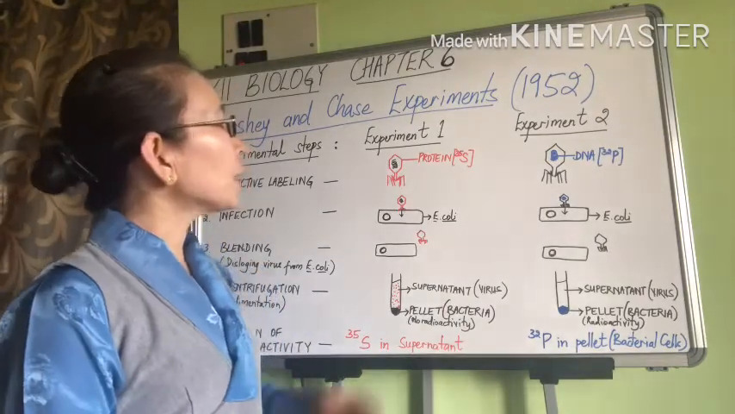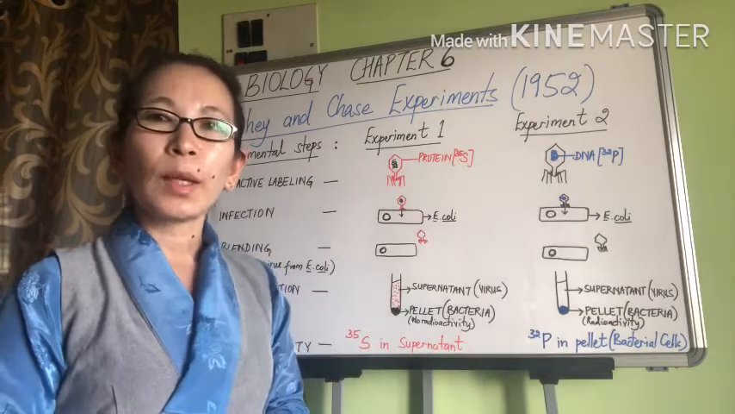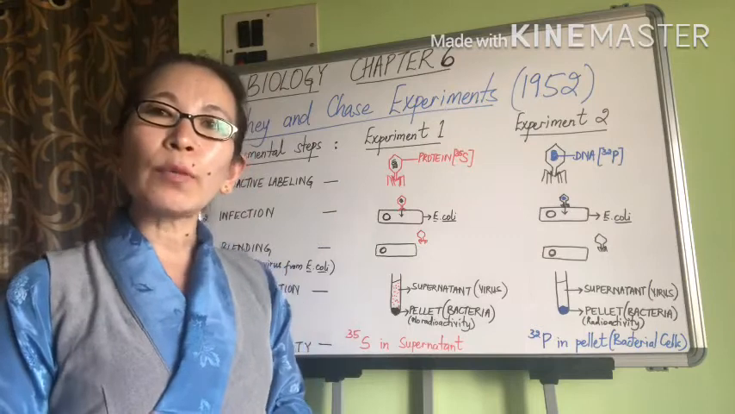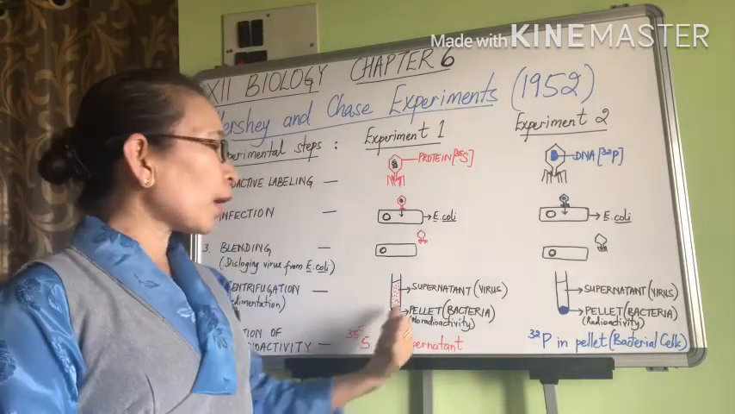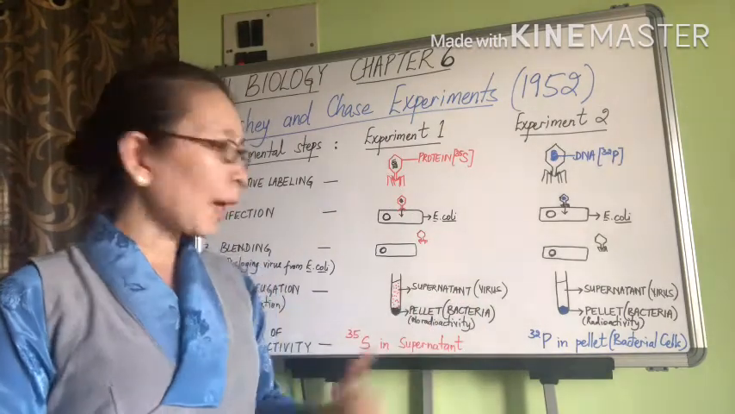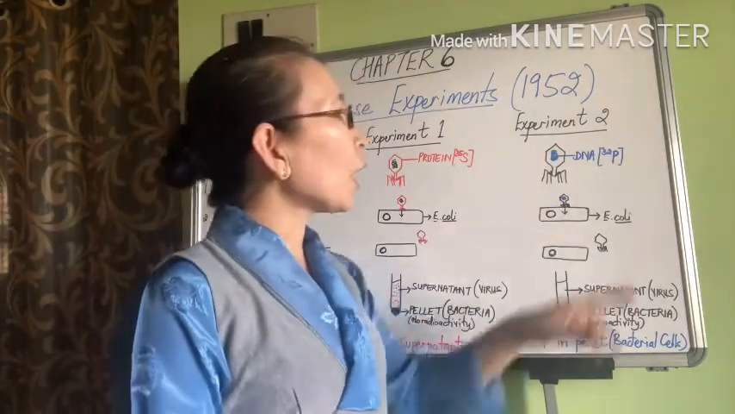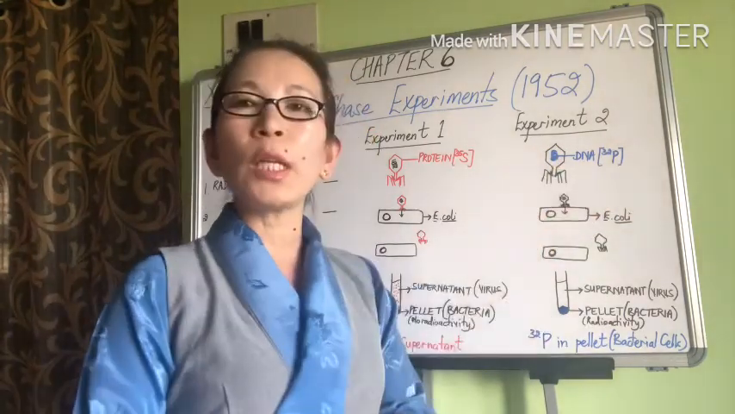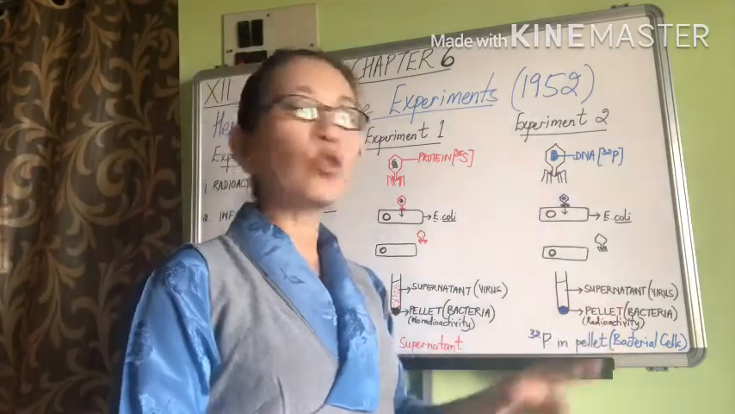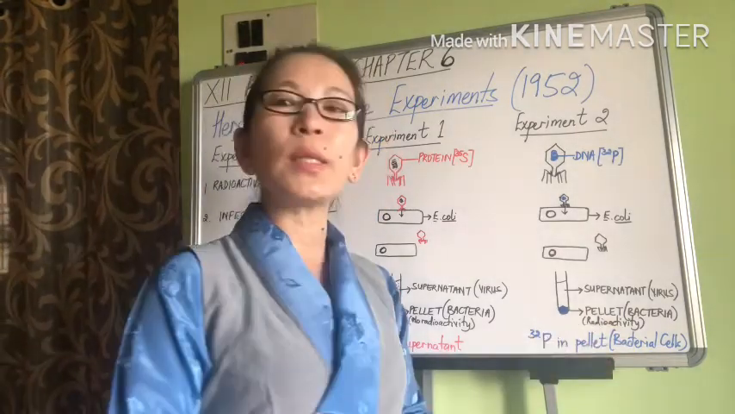In the first experiment, they used sulfur-35 to label the proteins of bacteriophages. When they detected sulfur-35 in the pellet and supernatant, what they found was sulfur-35 was predominantly present in the supernatant rather than in the pellet. The pellet had no radioactivity. In the second experiment, because they had used phosphorus-32 to label the DNA of the bacteriophages, when they detected phosphorus-32 in the pellet and supernatant, what they noticed was phosphorus-32 was predominantly present in the pellet rather than in the supernatant.